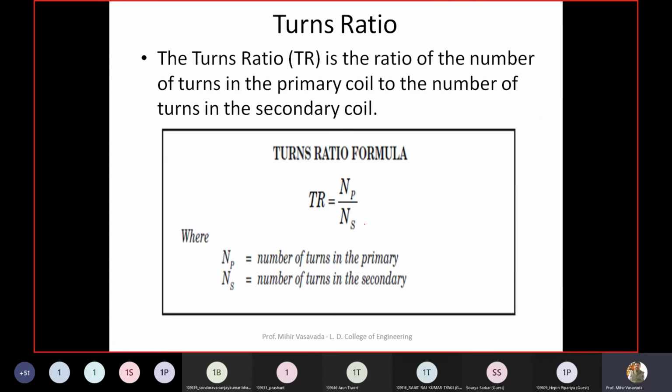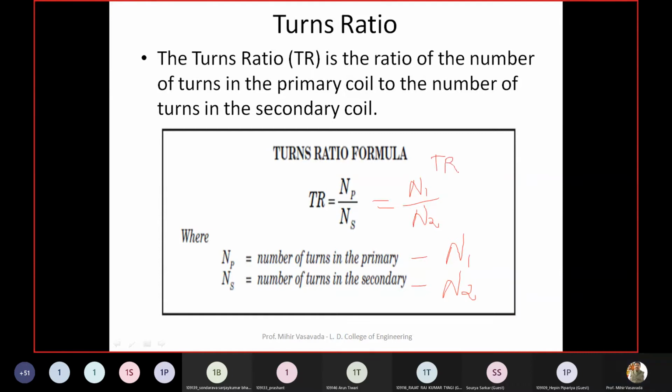Then there is one concept in the transformer known as turns ratio. What is the turns ratio of this transformer? The turns ratio is the ratio of the number of turns in the primary coil to the number of turns in the secondary coil. So NP is the number of turns in the primary coil, which we often also call N1, and the number of turns in the secondary coil we label as N2. So if you want to find the turns ratio, it is N1 divided by N2.